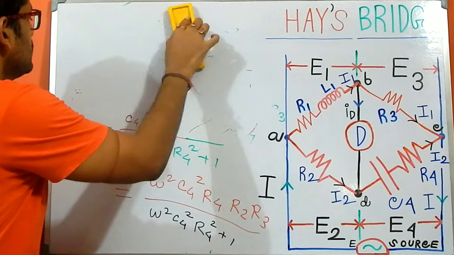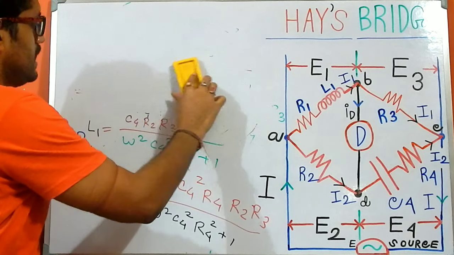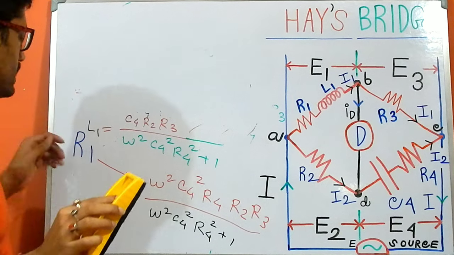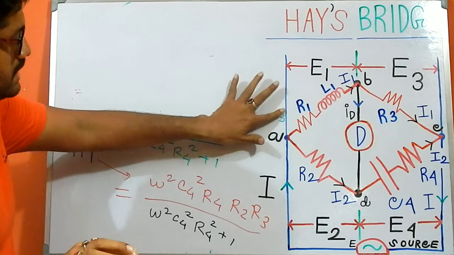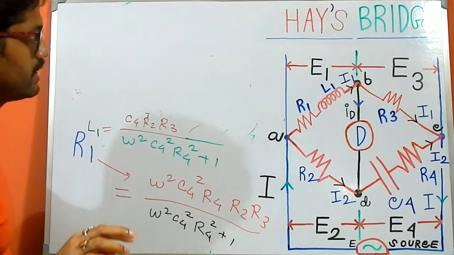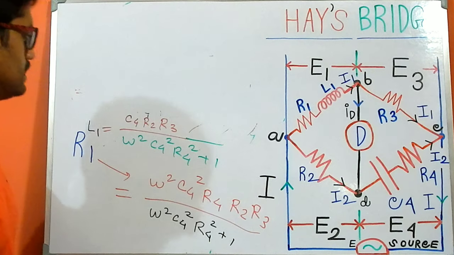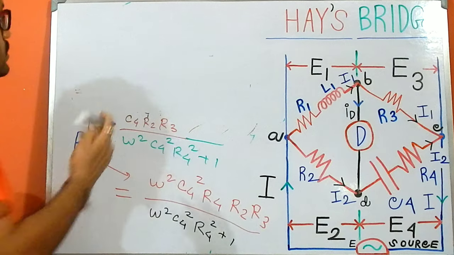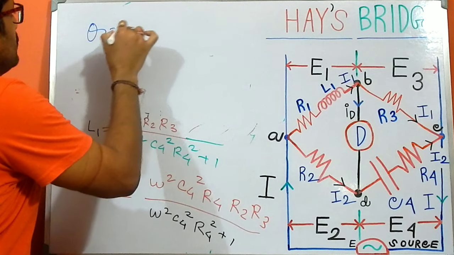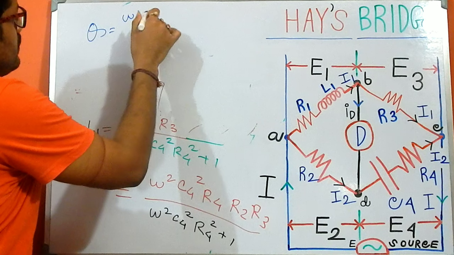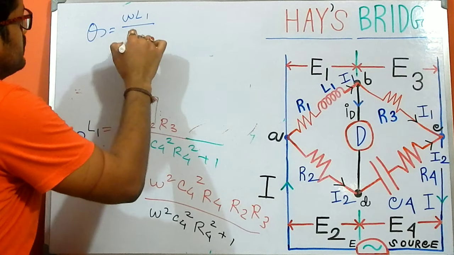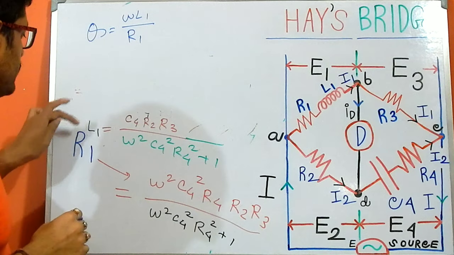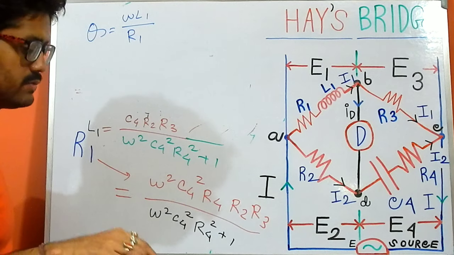That will make your mind clearer and your doubts clearer. Okay, so I have got the expressions of L1 and R1, which are our unknown inductance and unknown resistance for our Hay's bridge operation. The next expression is the Q factor. The Q factor is the expression omega L1 divided by R1. If I put the values of L1 and R1 here, what is the final equation?